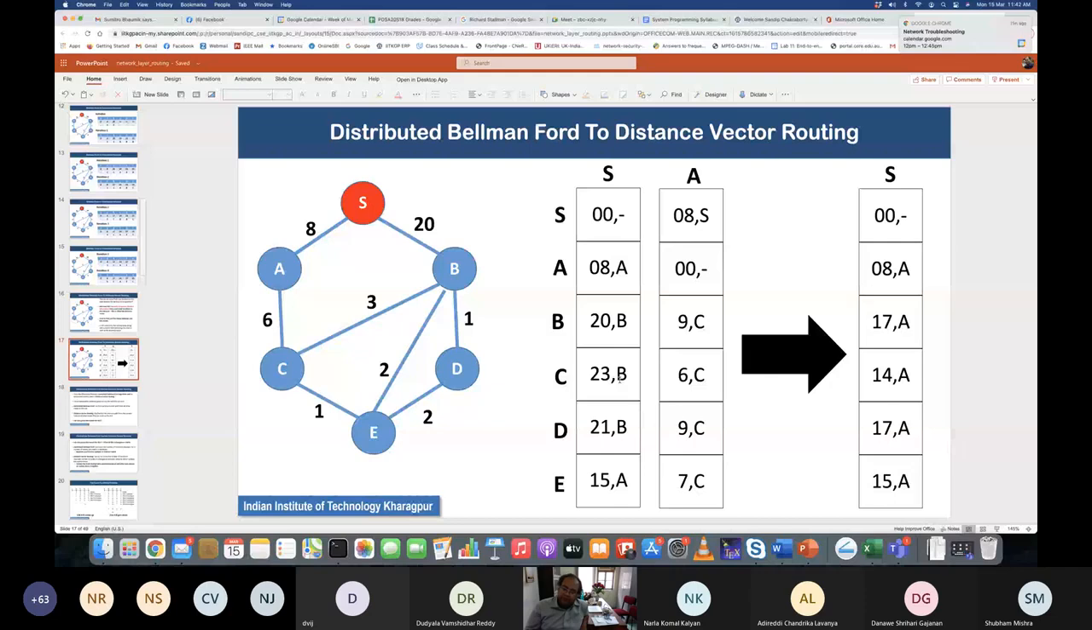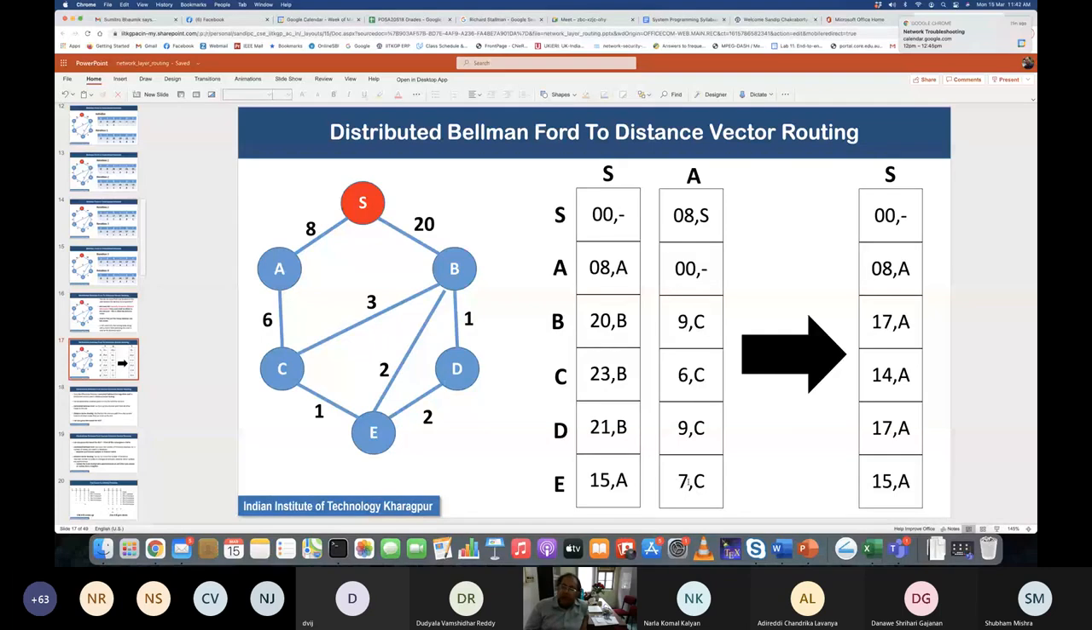next hop is A. Now S receives the distance vector from A, which says that A to S, the path cost is 8 and the next hop is S. A to A it is 0. A to B it is 9 and the next hop is C. A to C it is 6 and the next hop is C. A to D it is 9 and the next hop is C. A to E it is 7 and the next hop is C.